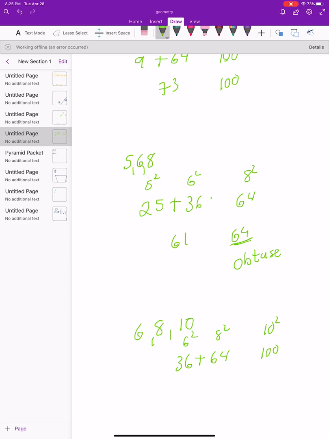All right, so let's see. We get 100 here. I get 100 here. So how about that? This is a right triangle. Okay, right triangle. So we did 3 examples. We got 2 obtuse and 1 right.